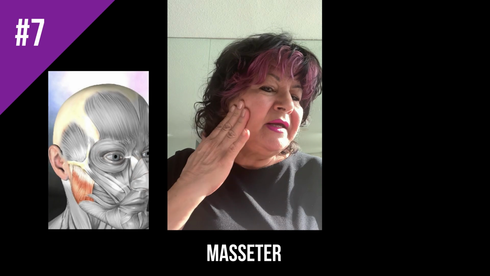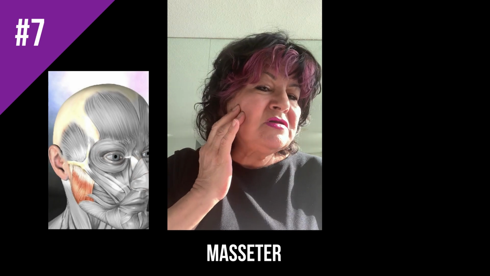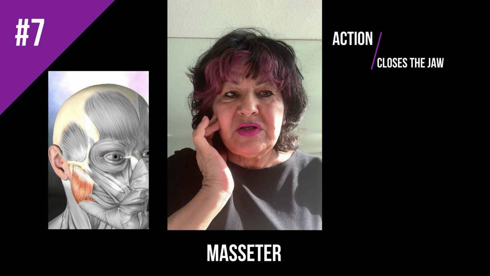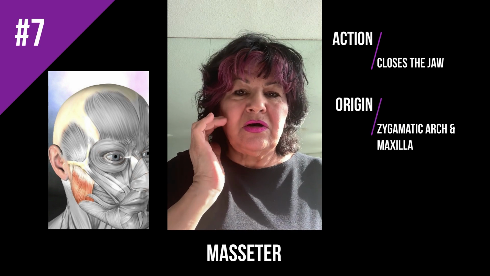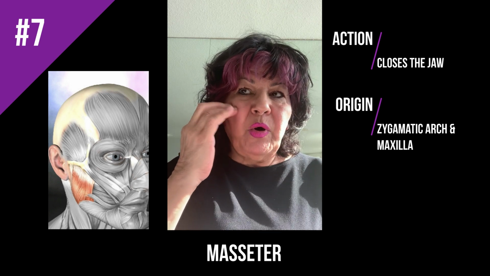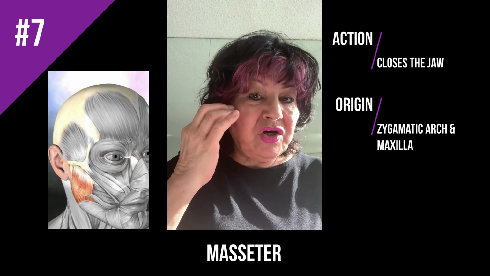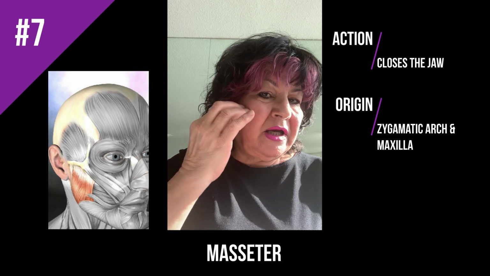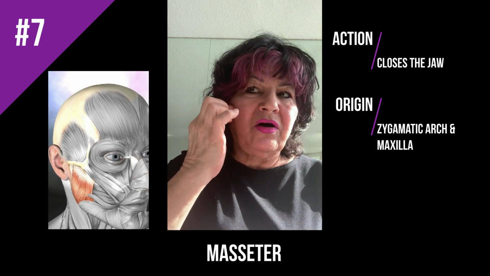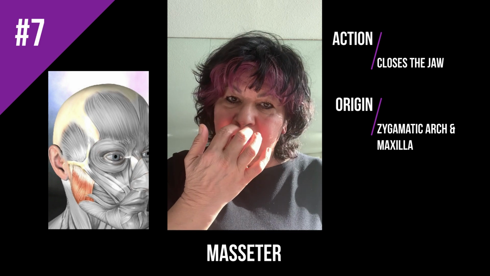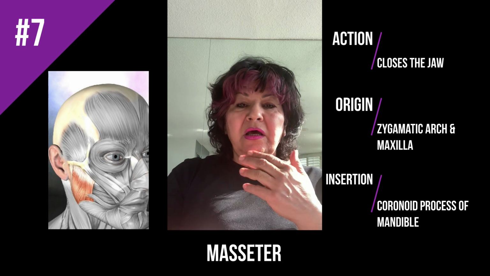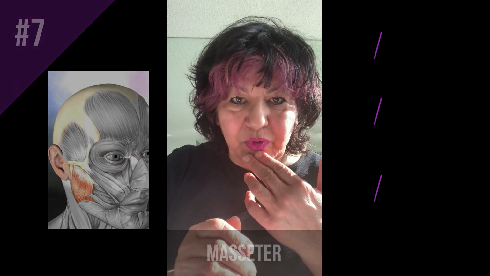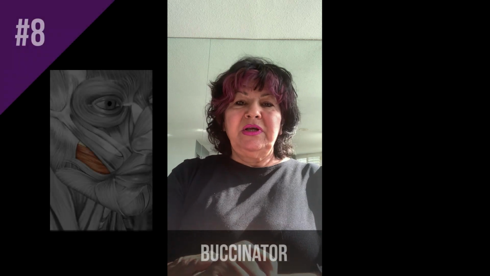Next muscle that we need to know is the masseter. It is located right in here where my fingers are, and the action of this muscle is to close the jaw. The origin of this muscle is on the zygomatic arch and maxilla in here. The insertion of this muscle is the mandible.